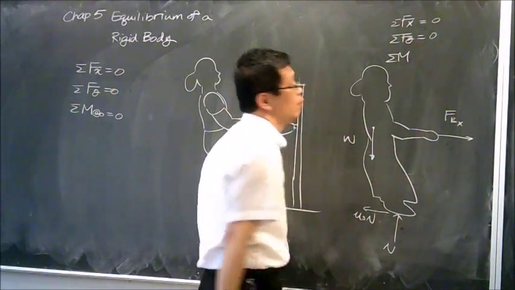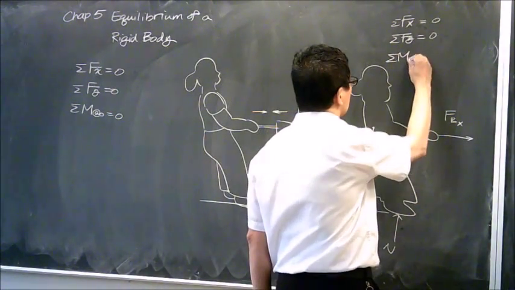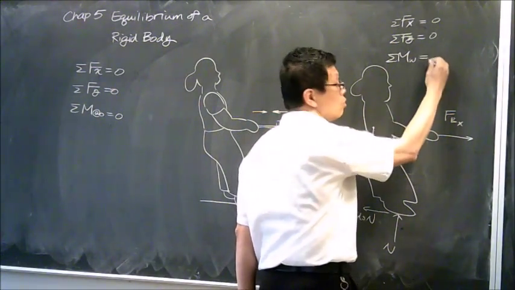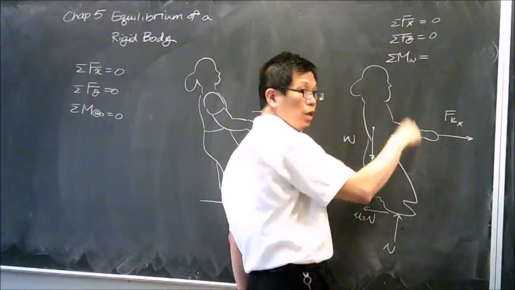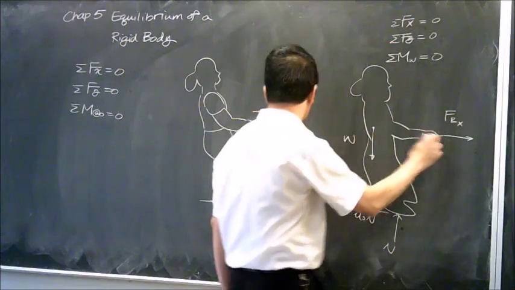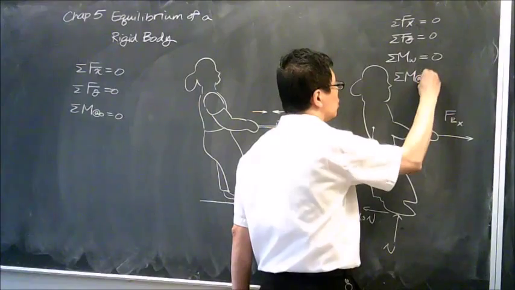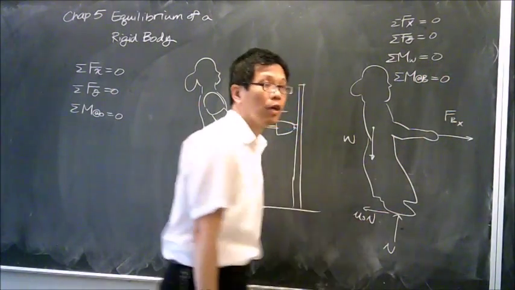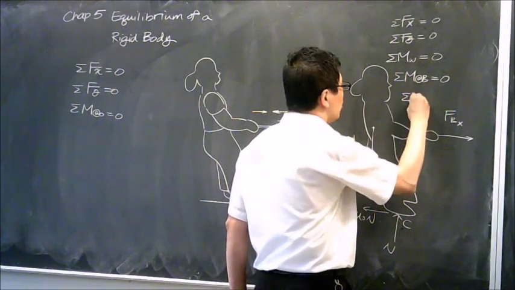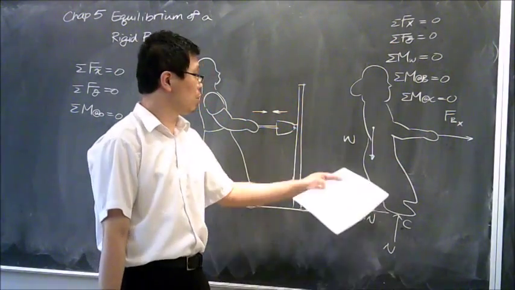How about the moment? If we say I want to take the moment around my center of gravity, what does this equal to? Is this person rotating around here? No, obviously not, so it must equal 0. Is it rotating around the cable? No. Let's say this point is C. And the moment about C is 0 as well, because this person is not pointing down.